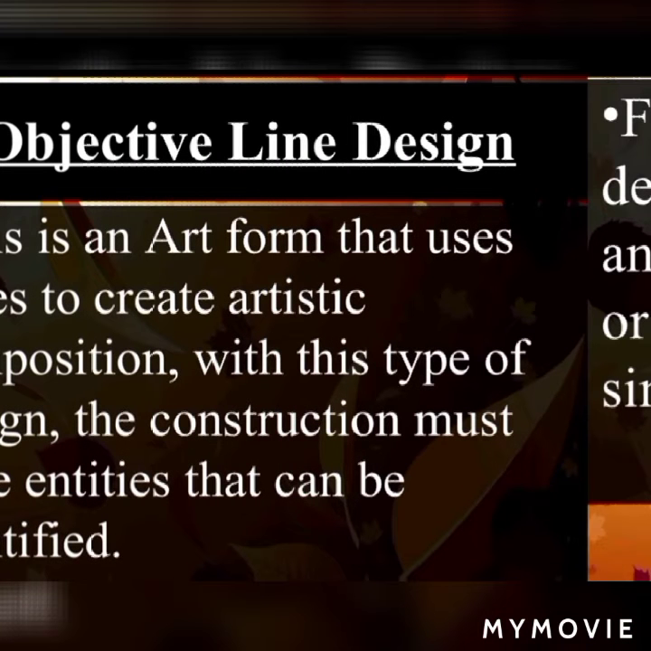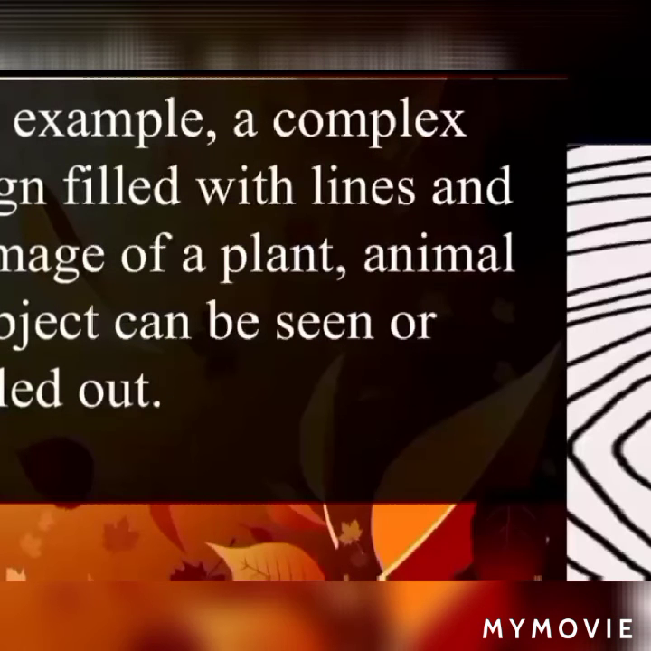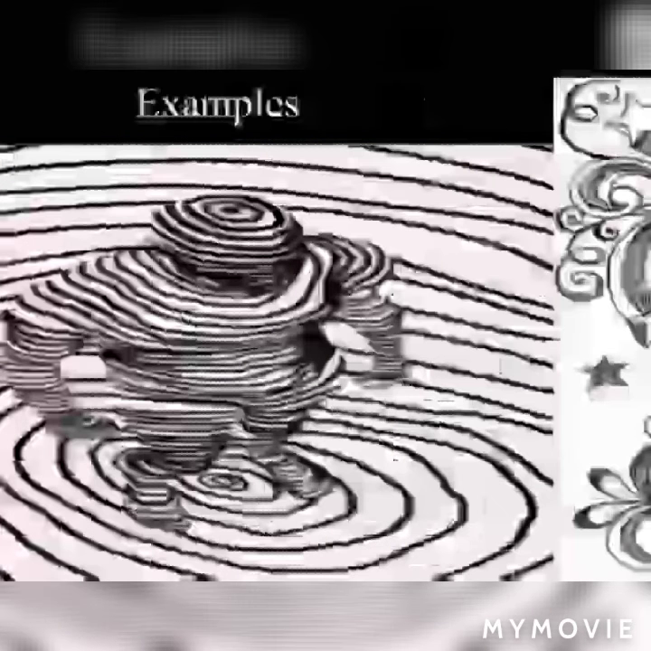So, in lines we have objective line designs. This is an art form that uses lines to create artistic composition. With this type of design, the construction must have entities that can be identified. For example, a complex design filled with lines and an image of a plant, animal or object can be seen or singled out. For example, we will see in this picture, a person is standing and spiral lines around him. We'll see more examples.